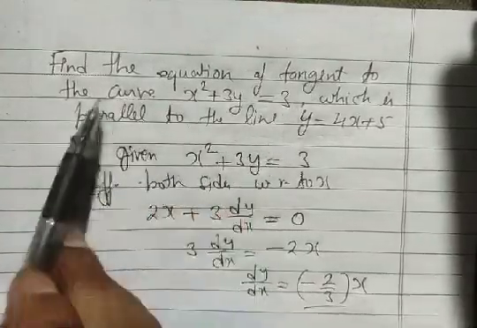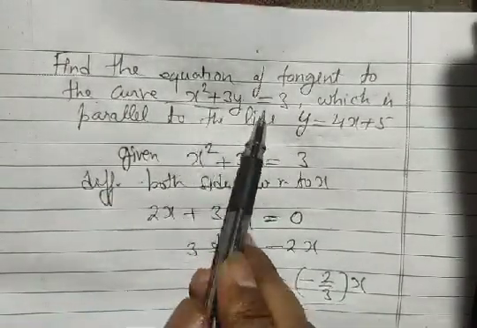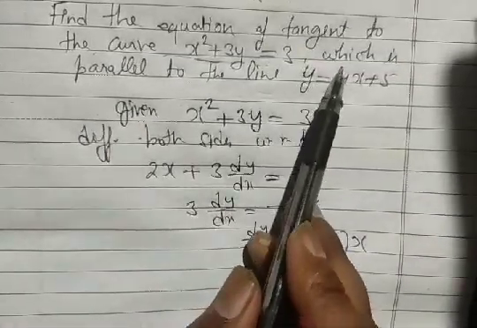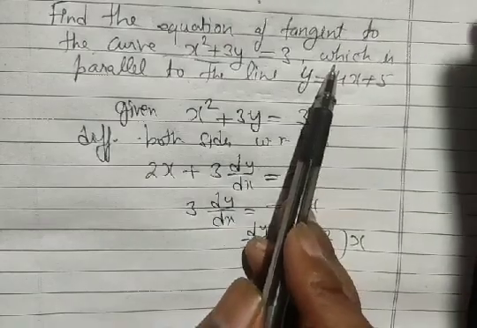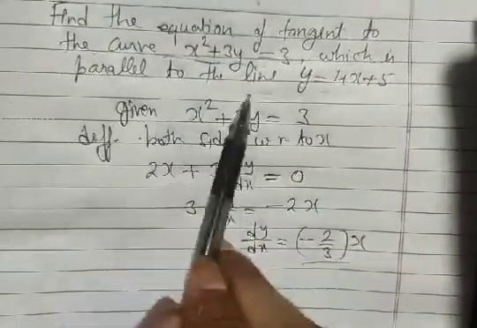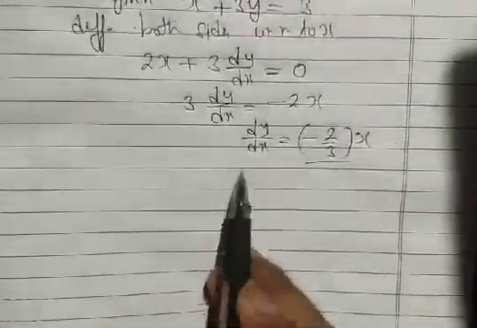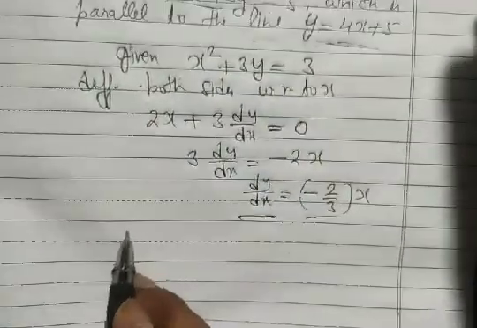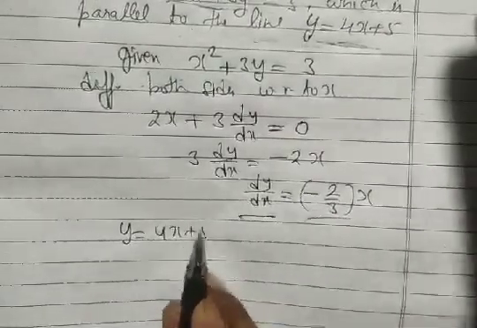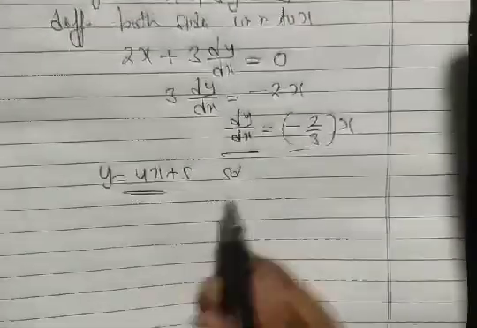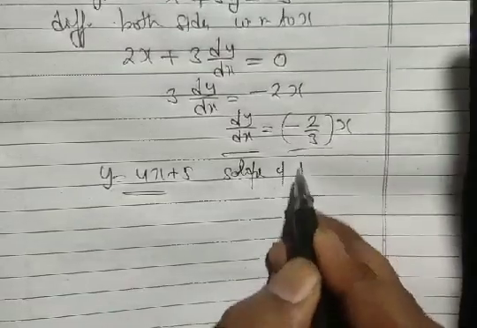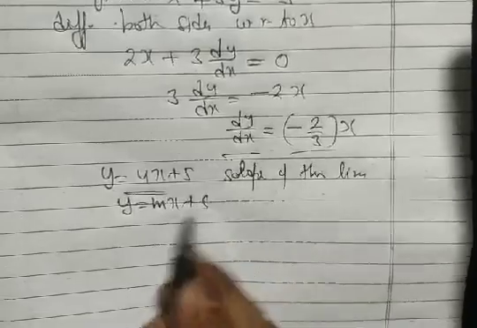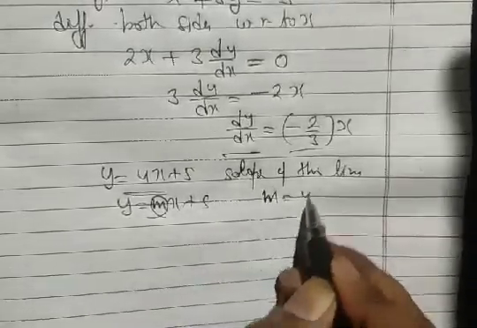Find the equation of tangent to the curve. We get the slope of the curve here, minus 2x by 3. Now, we are not given a point, but one of the conditions is that the tangent is parallel to the line y equal to 4x plus 5. What is the slope of this line? When we compare with y equal to mx plus c, we get the slope m equal to 4.